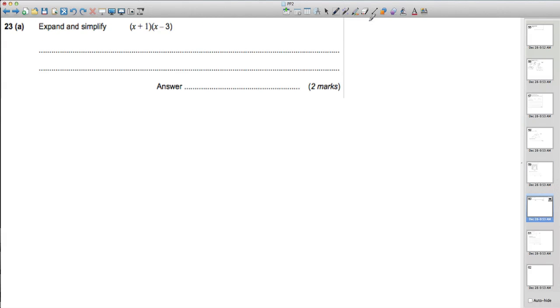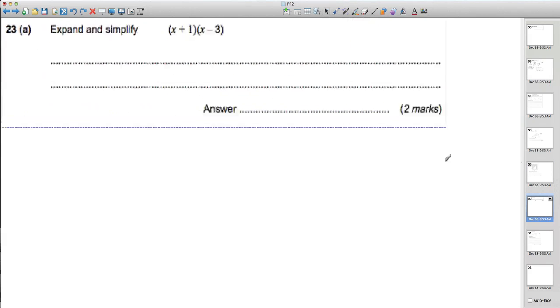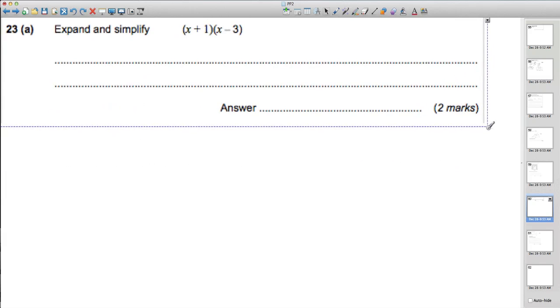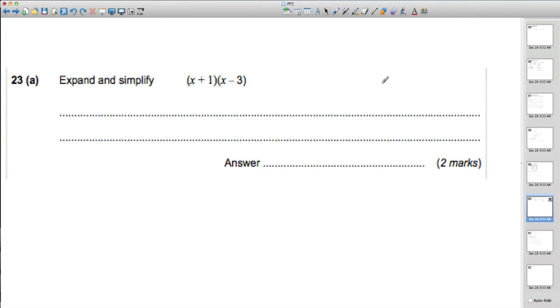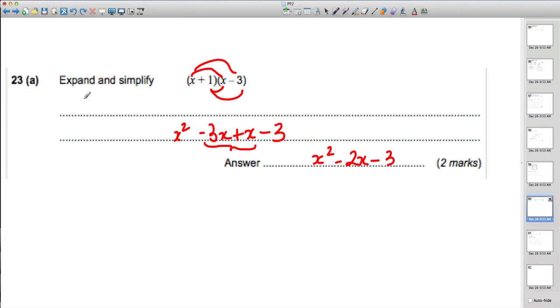Question 23a, expand and simplify the following. You must get questions like this right. If you're struggling for marks on a paper and you think you can't go to the end, look at these for 2 easy marks here. x times x is x squared, x times -3 is -3x, 1 times x is 1x, 1 times -3 is -3. Combine these two and you get x squared, subtract 2x, subtract 3.